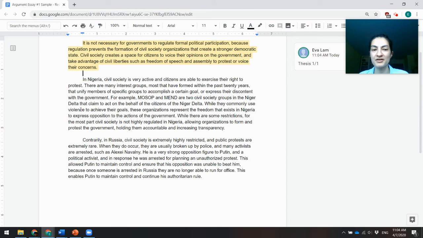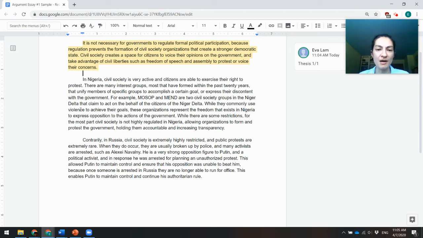And now this author is going to get a little bit more specific about the precise kinds of civil society organizations that have formed in Nigeria in order to prove their point that civil society is pretty much unrestricted. There are many interest groups, most that have formed within the past 20 years, that unify members of specific groups to accomplish a certain goal or express their discontent with the government.